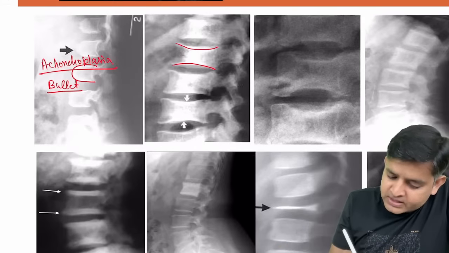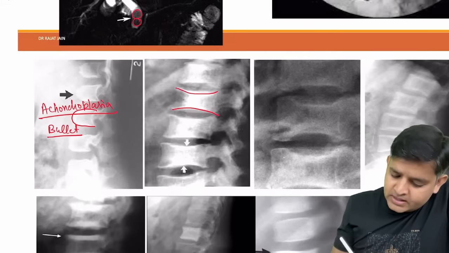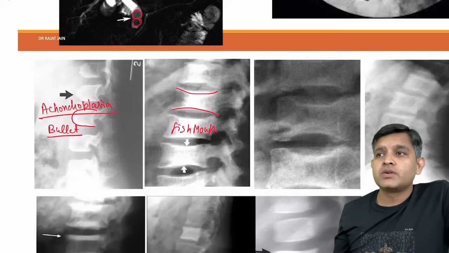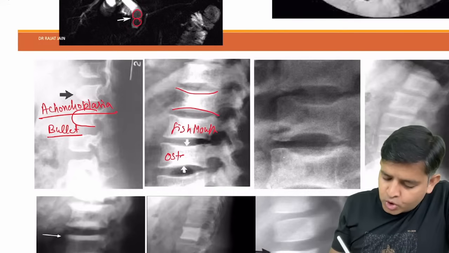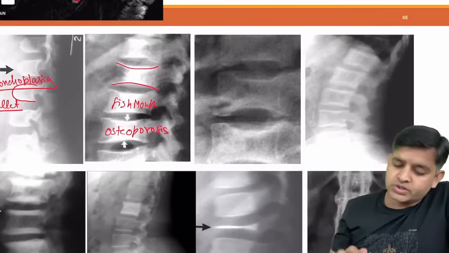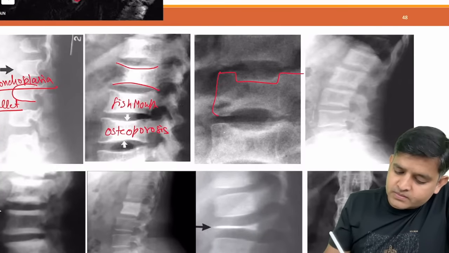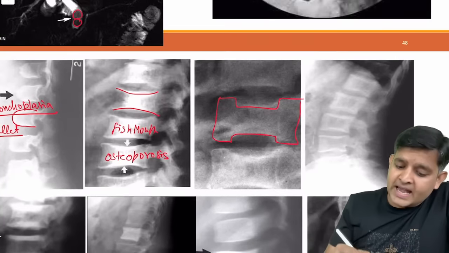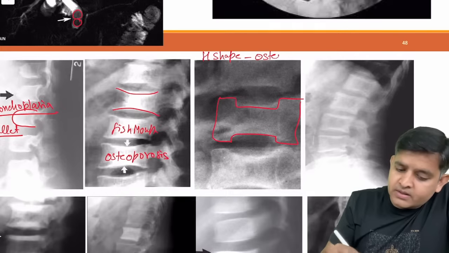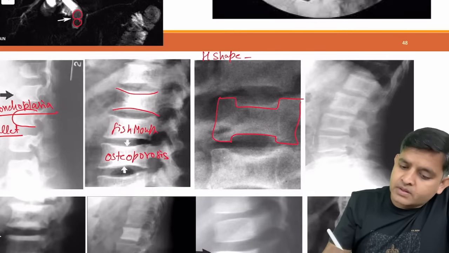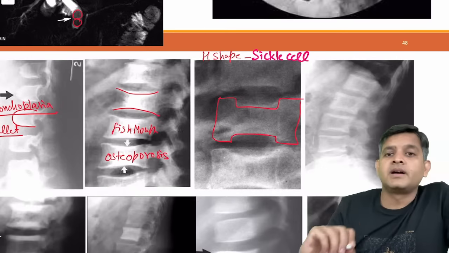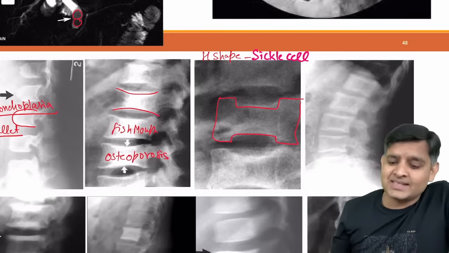If somebody asks you, what is this? This is called fish mouth. Fish mouth is seen in osteoporosis. What is this? They call it H shape. H shape is seen in sickle cell.